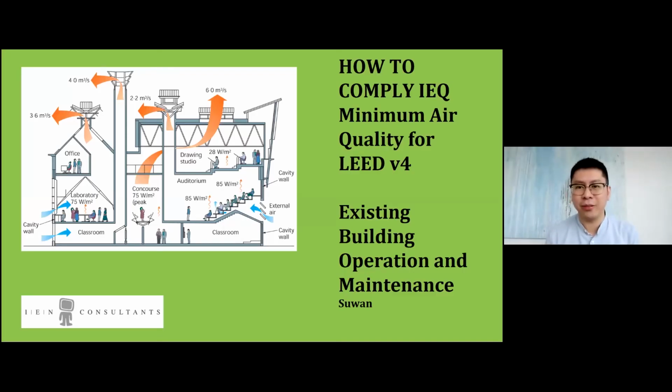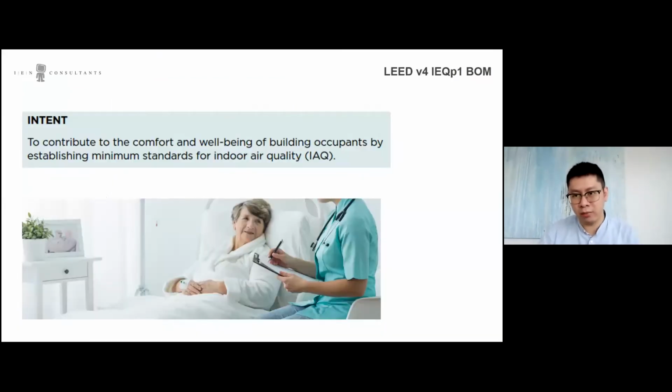Hi, today we will go through how to comply with IEQ Minimum Indoor Air Quality for LEED version 4. This is for Existing Buildings: Operation and Maintenance. I will go through some of the basics of the fresh air or outdoor air requirement, as well as the LEED VRP calculator. So let's begin with this credit requirement.